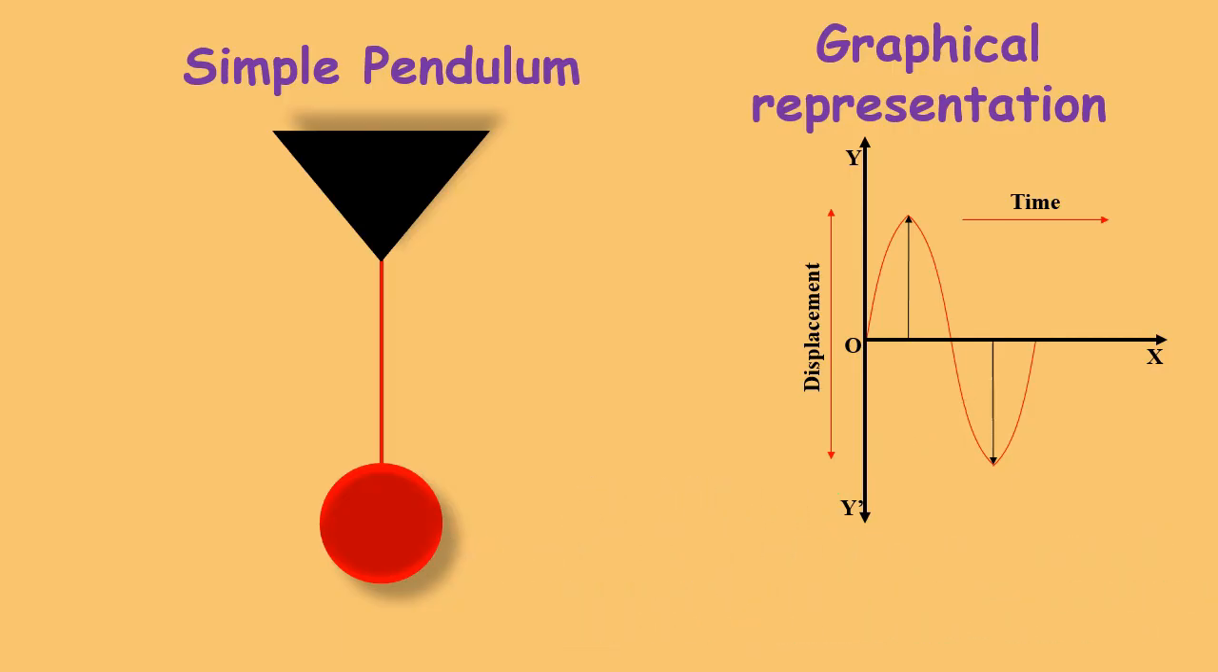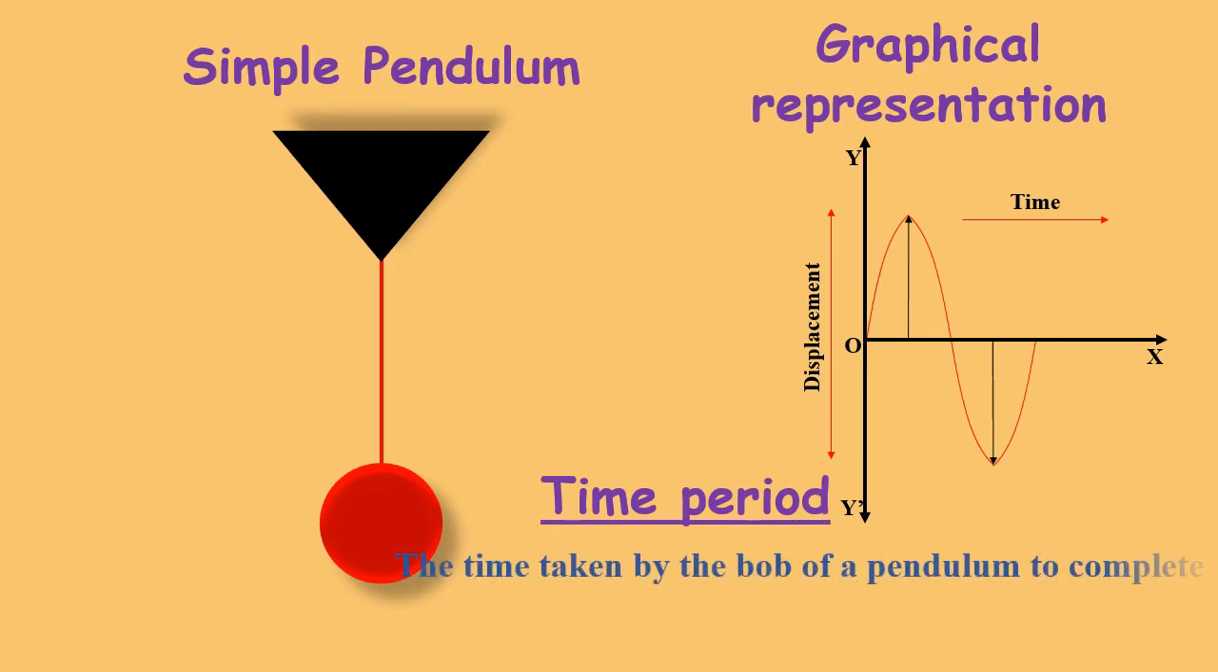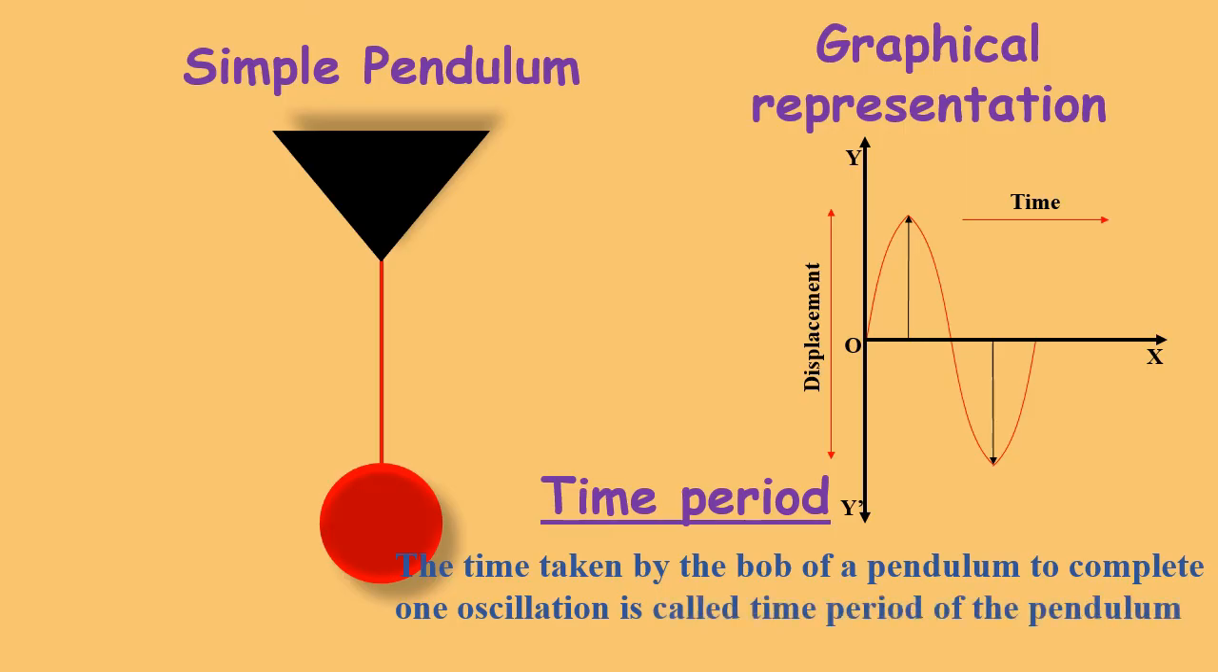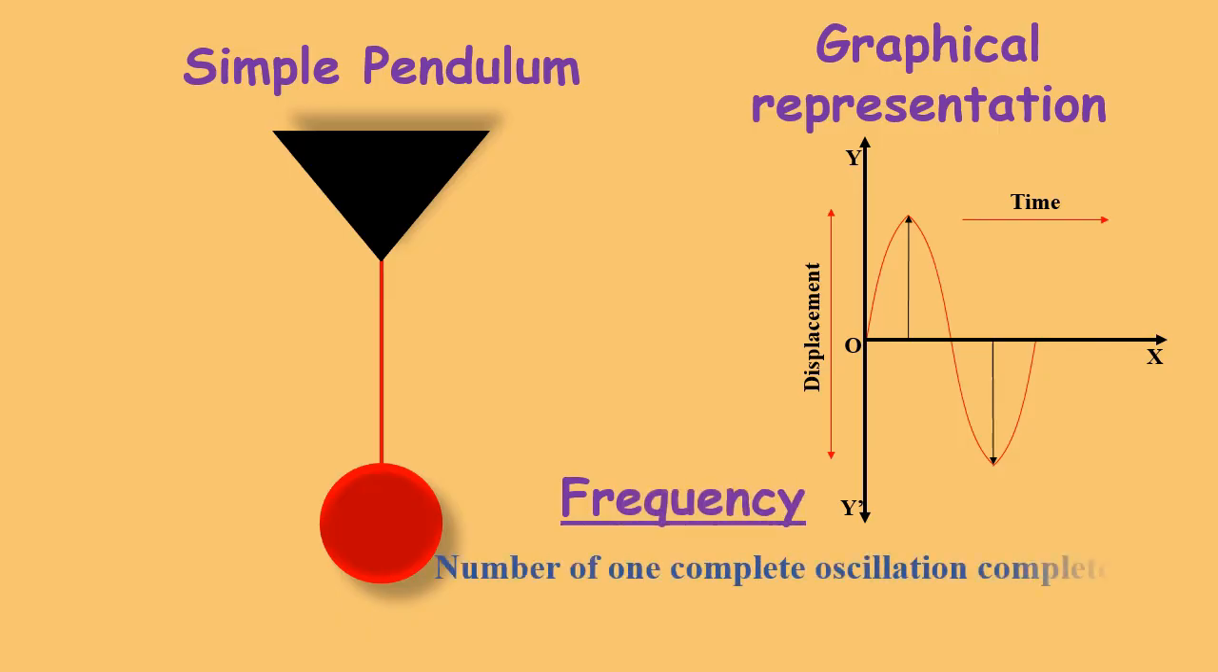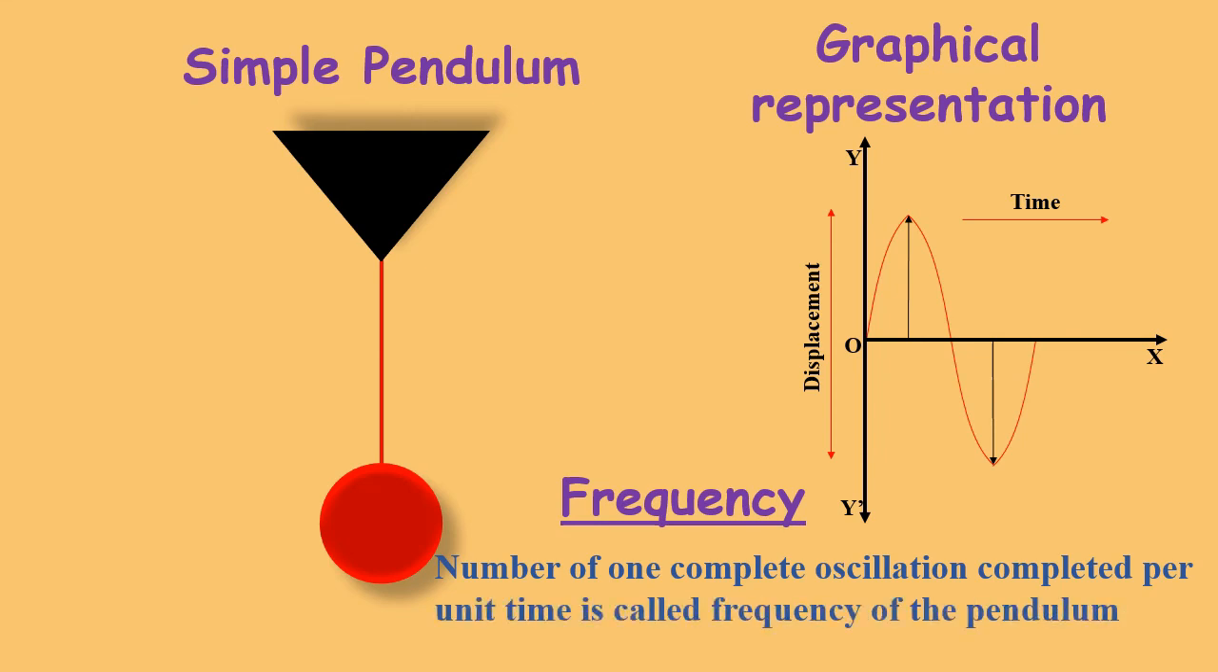Now another term, that is time period. Time period is the time taken by the bob of a pendulum to complete one oscillation. And the number of complete oscillations completed per unit time is called the frequency of the pendulum.